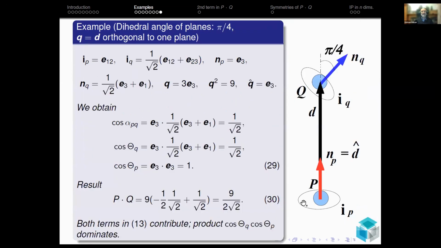And here now we have the two planes tilted relative to each other with the angle pi over 4. And if you go through the computation, we get 9 over 2 square root 2. Now, both terms contribute, but the second term, cosine theta p, cos theta q, is dominating.